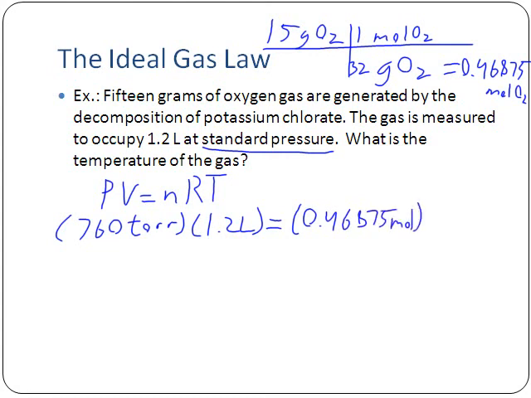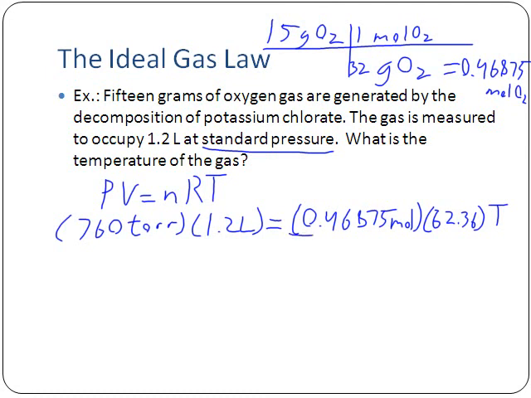Times our ideal gas constant here. And so the gas constant, because of the fact that we're using torr and liters and all that, is the same one we always use in this class, 62.36. And so for R, you put in 62.36. And then lastly, times the temperature, which is what we don't know. And so that's what we're solving for.